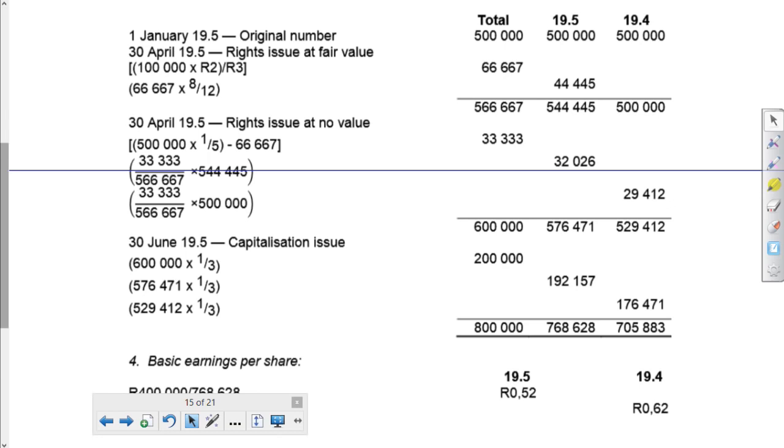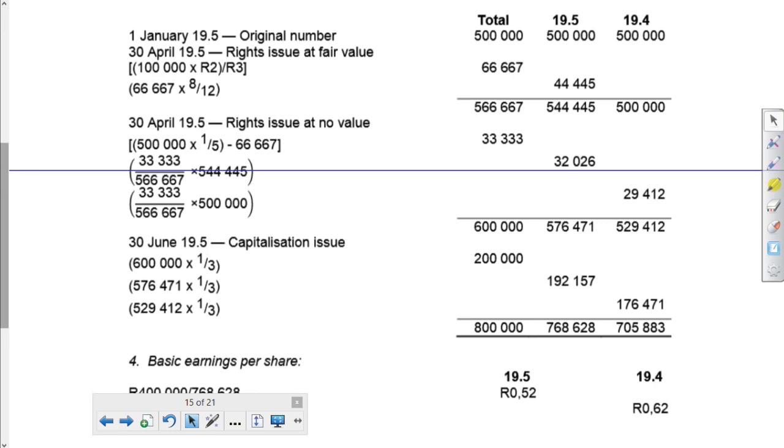We were working from 500 to 800. There was a rights issue, 145. So it was 100. I needed to split it, and it was split very nicely. 2/3, 1/3, because I was paying 2 rand for something worth 3 rand. So 2/3 was for value, 1/3 for free. It splits nicely, but then the number doesn't round, so that's a bit of a pain. But it's split nicely, 2/3, 1/3: 66667 and 33333, giving you your 600.